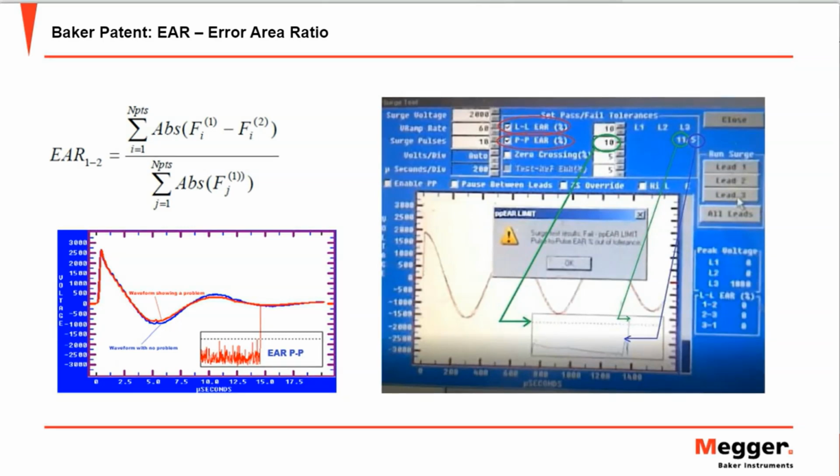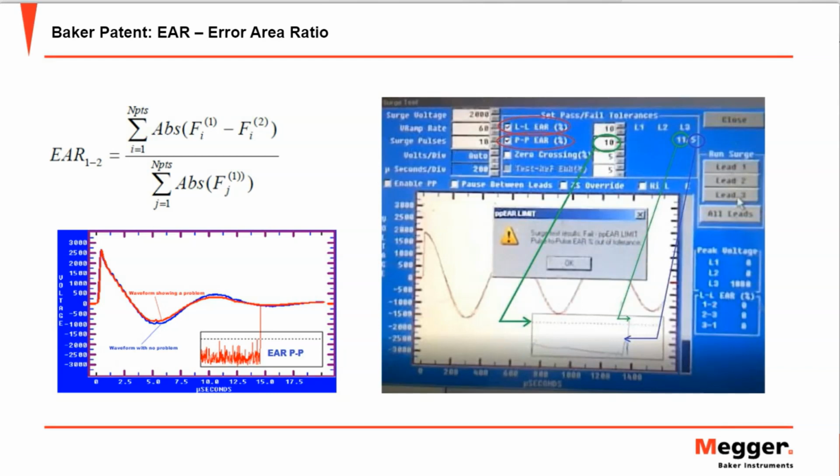The second variable is the line to line. So the EAR, error area ratio, line to line. So when we finish raising the voltage for each individual lead of the motor, we will have three waveforms. One waveform belongs to lead number one of the motor when 2 and 3 were grounded. Then we will have the waveform from lead number 2 when leads 1 and 3 were grounded. And finally, we will have waveform number 3 when leads 1 and 2 were grounded.